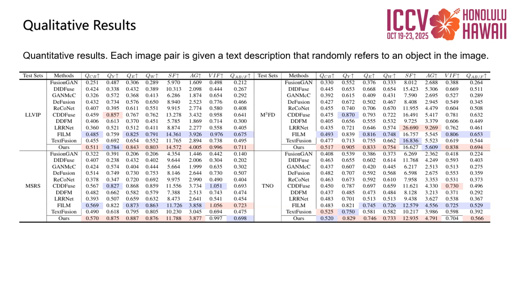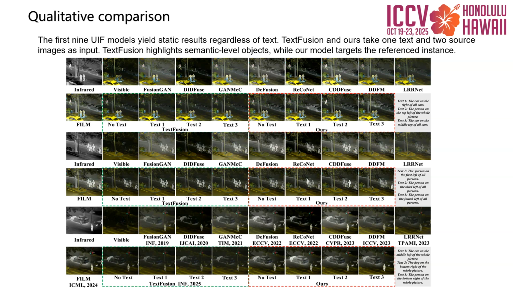Across standard VS, IR benchmarks and widely used metrics, we achieve state-of-the-art or superior performance. This means two things. First, the fused images are objectively strong by classical measures. Second, introducing instance-level control does not degrade global fusion quality. Instead, it improves relevance. Users get the exact emphasis they ask for while maintaining detail and structure everywhere else.